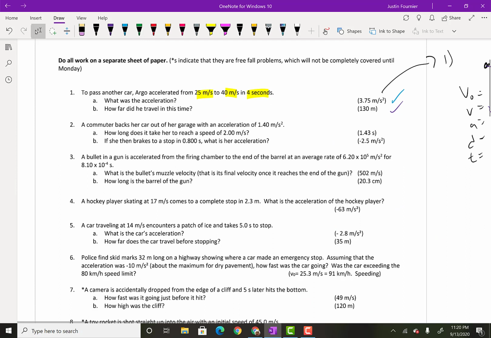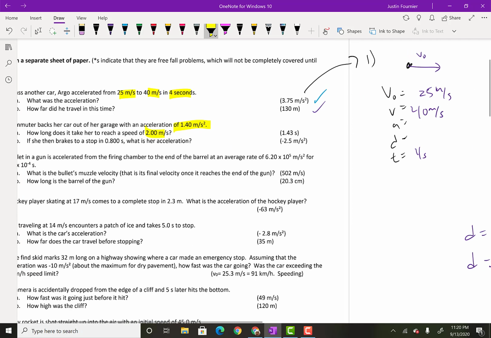Awesome. There's number one. So, secondly, a commuter backs her car out of her garage with an acceleration of 1.4 meters per second squared. How long does it take her to reach a speed of 2 meters per second? So we're reaching a speed of 2 meters per second.